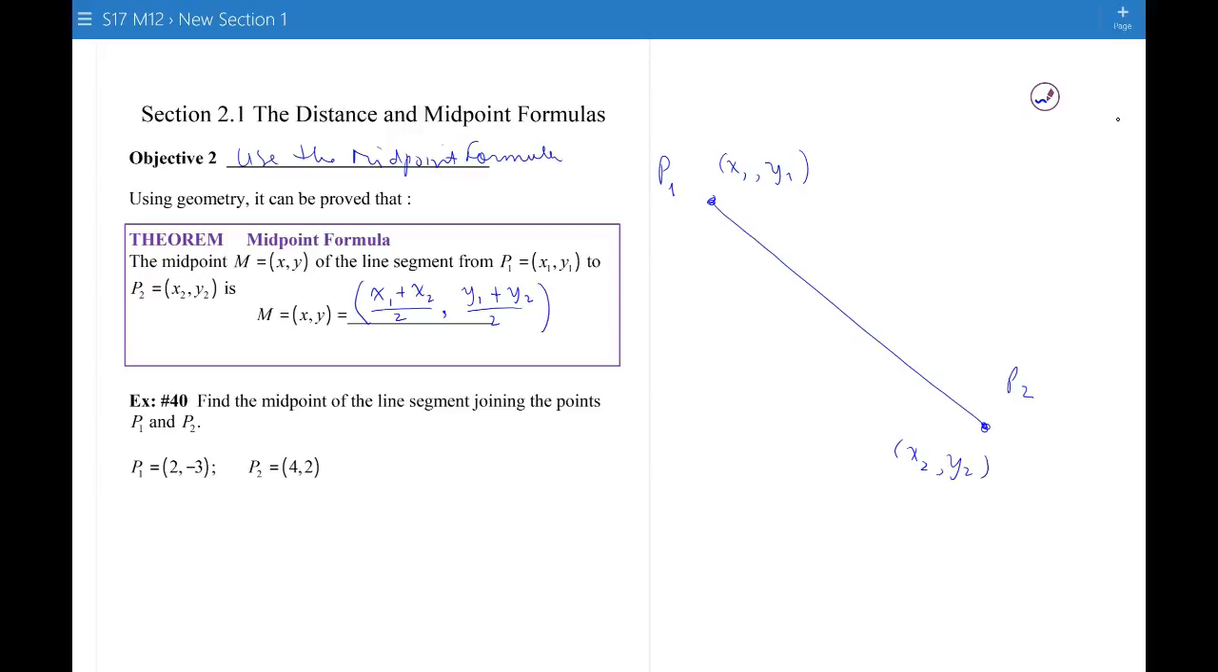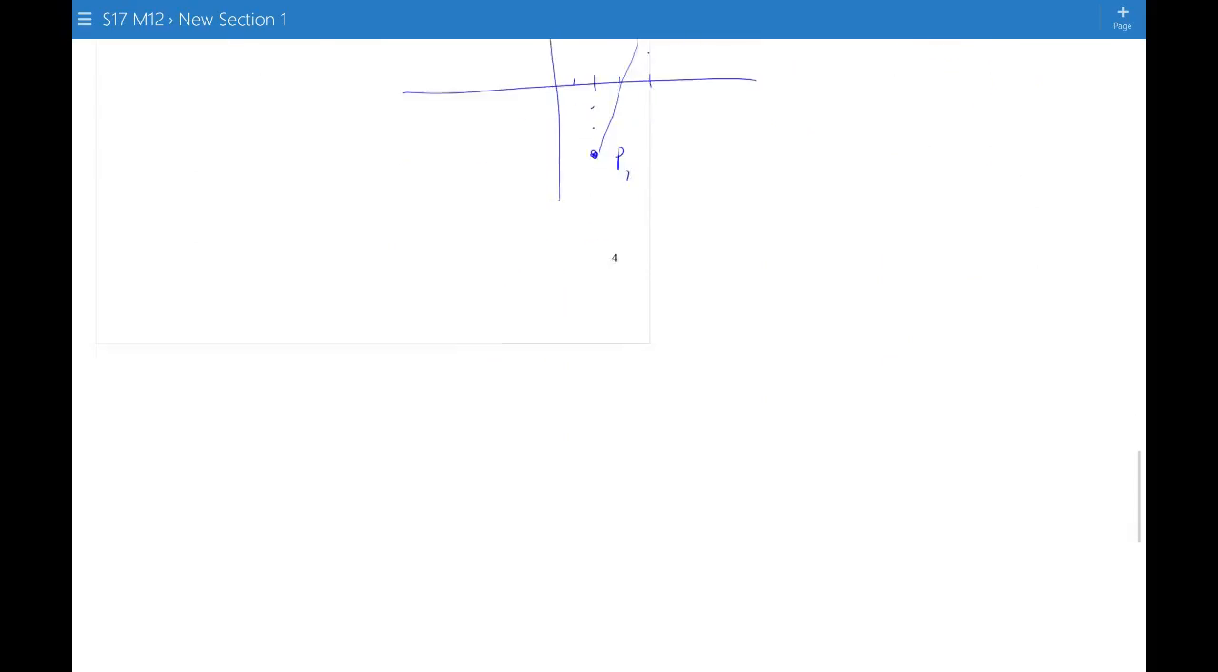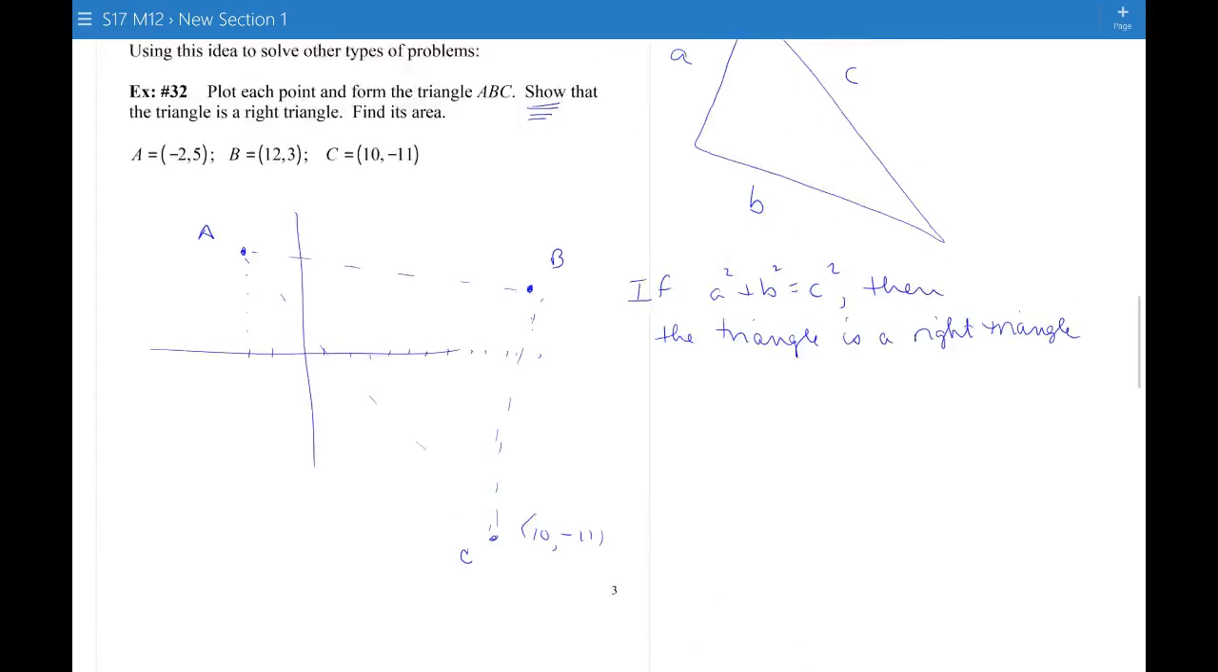So we'll look at this problem where we have the point 2, -3, so that's point 1, and then 1, 2, that's point 2, and we'll use this formula to find the point that's in the middle of those two. And that's all there is for this section.